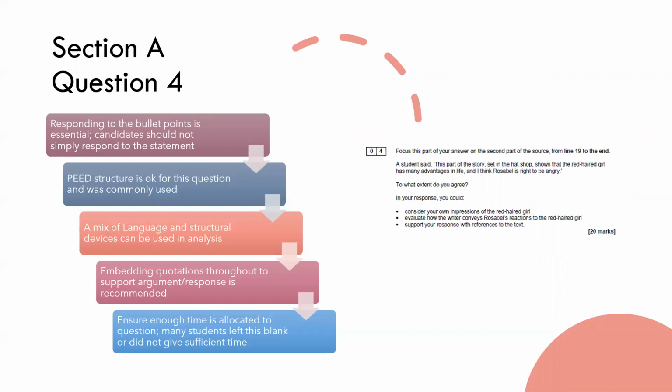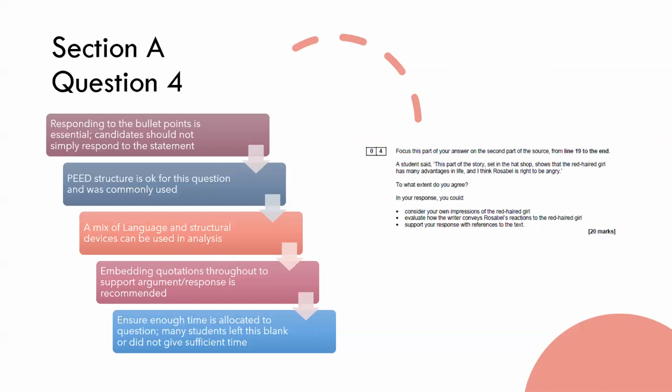The PED structure, point, evidence, explain, develop, is okay for this question because you have more time. So you can do separate paragraphs. You'll have the time to do that. So you can focus on one piece of evidence in one paragraph, and then you might move on to a different one, and it might agree or disagree, so you can sort of vary your argument.